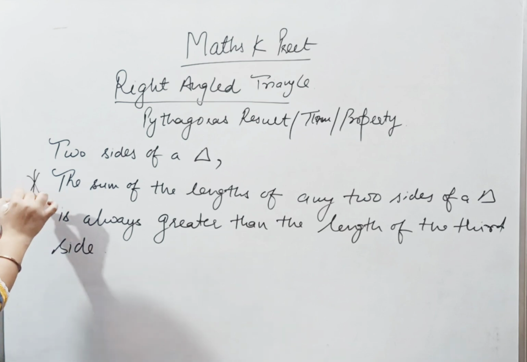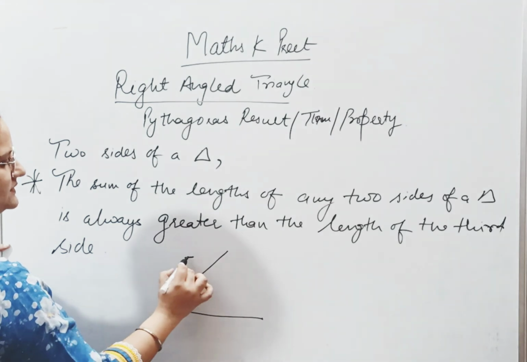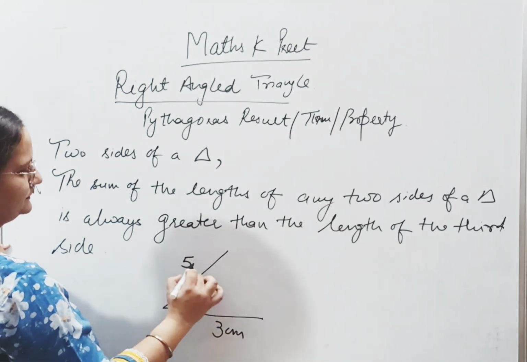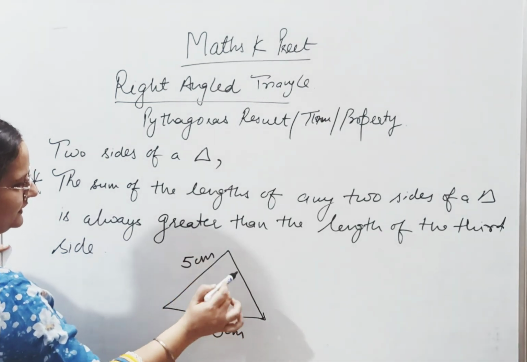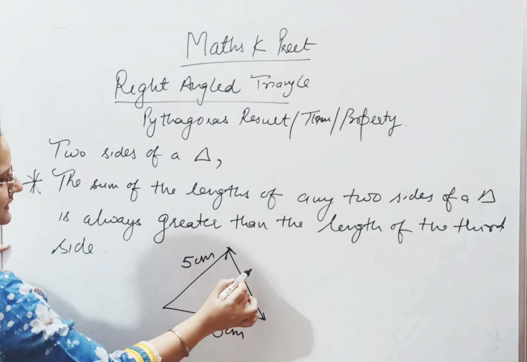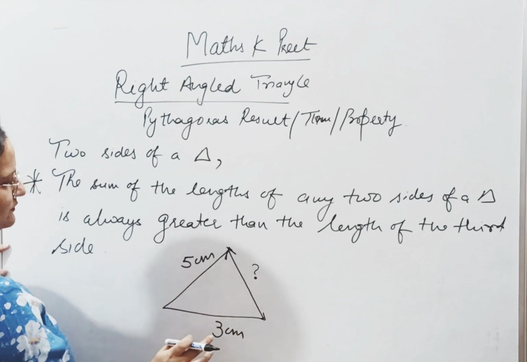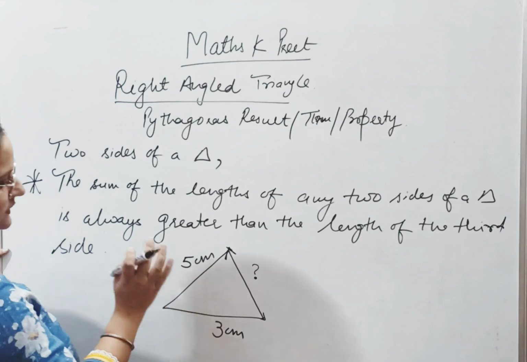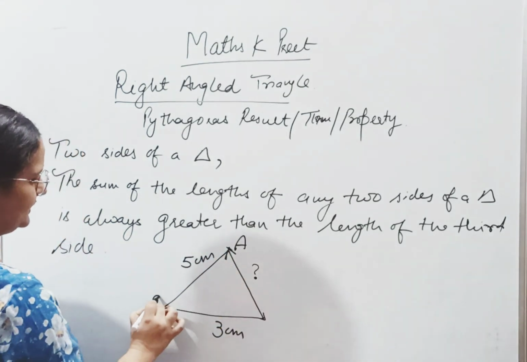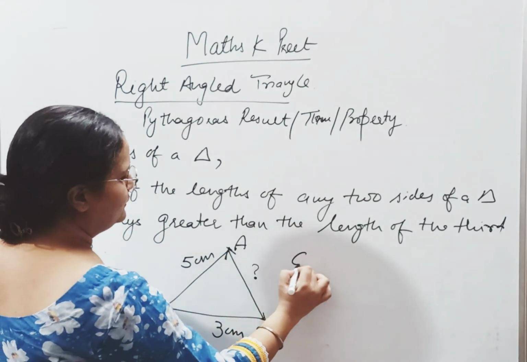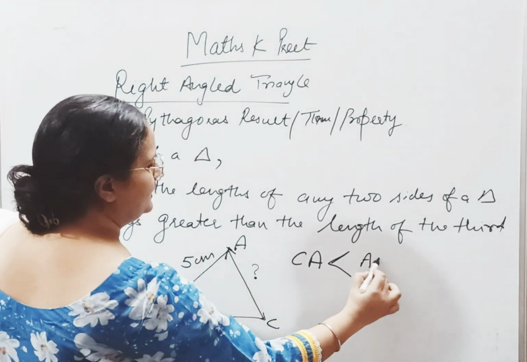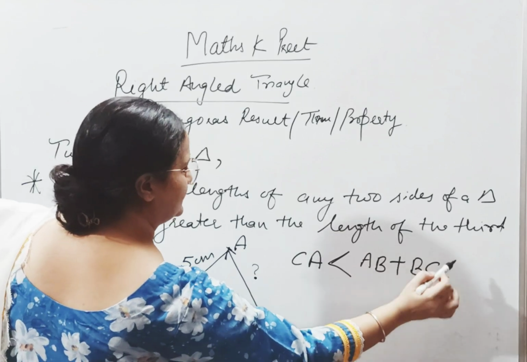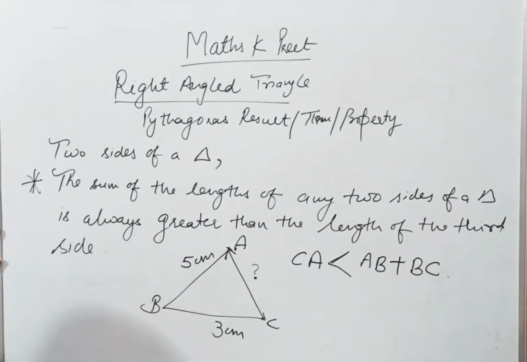So this result is saying that if we have two sides of a triangle, for example, say 5 and 3 centimeter, then if we have to find the length of the third side, this length is less than the sum of the given sides. For example, if this is triangle ABC, then length of CA will be less than the sum of AB and BC. This result holds for every triangle.